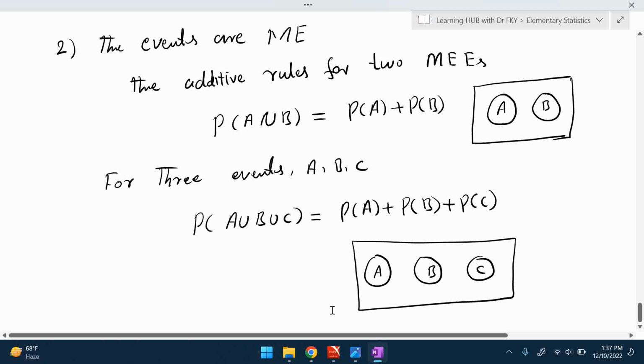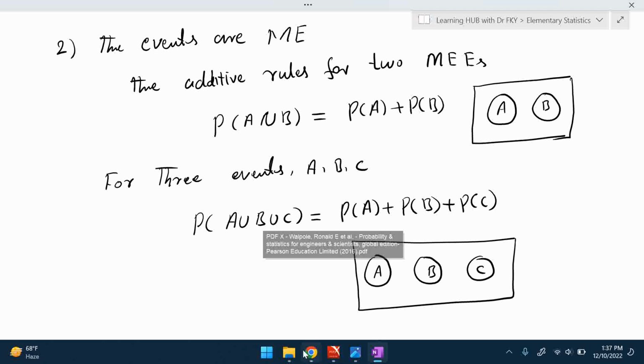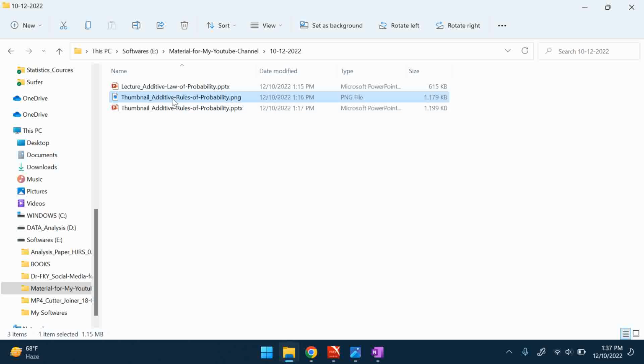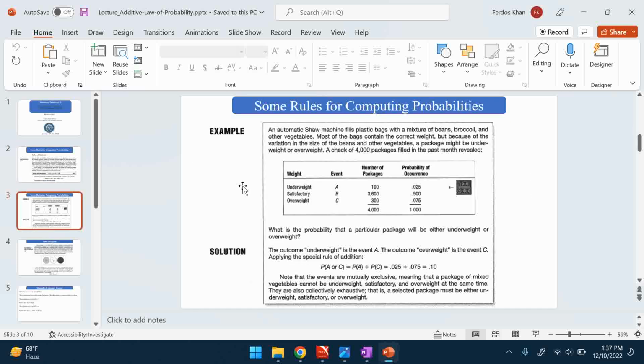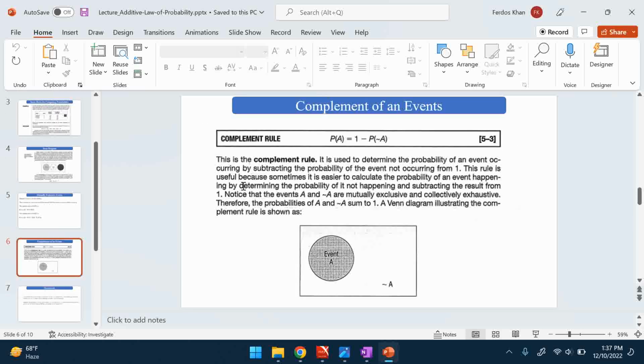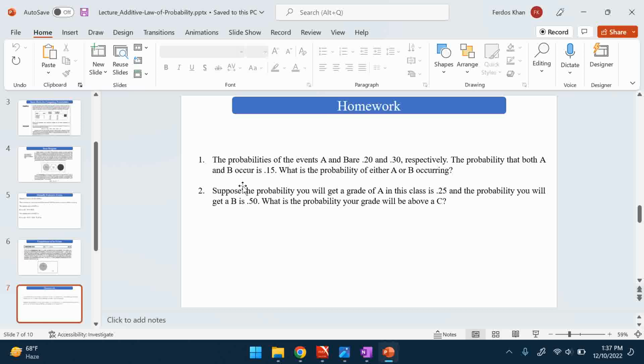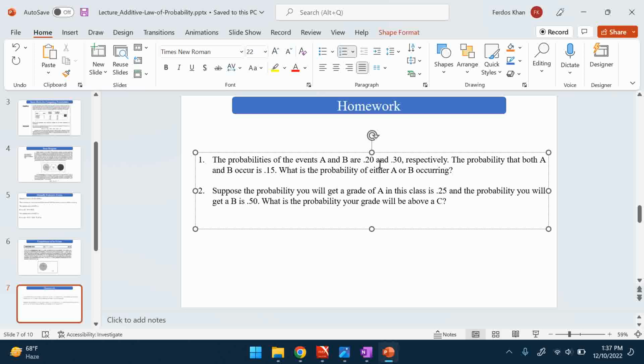Okay, now we need to solve some problems to apply these rules so that we can understand them in further detail. So let's suppose we have a problem. This is the first problem. The probabilities of events A and B are 0.20 and 0.30 respectively. The probability that both A and B occur is 0.15. What is the probability of either A or B occurring?